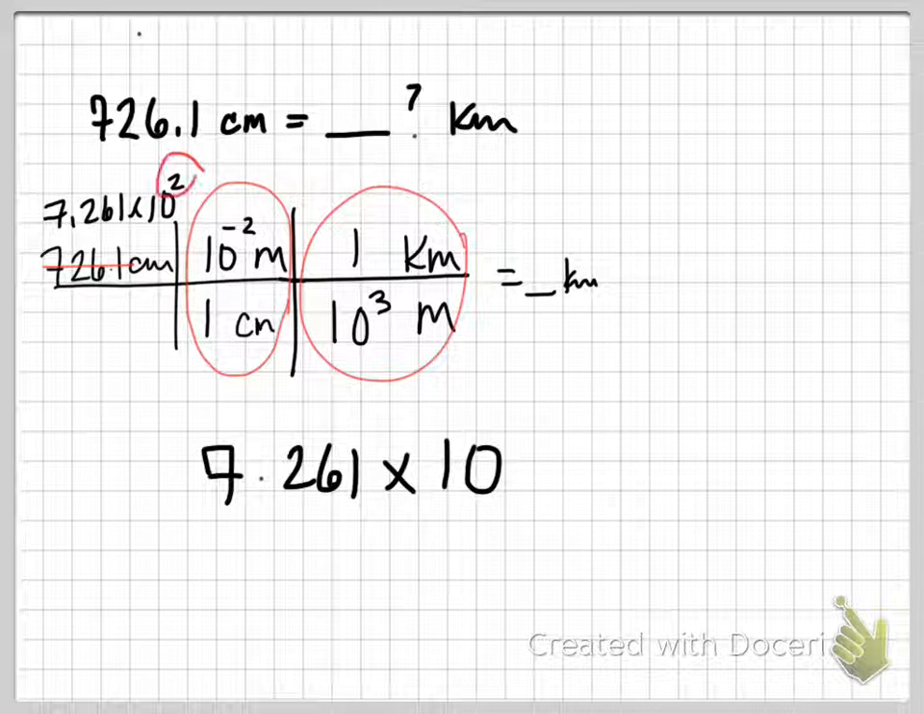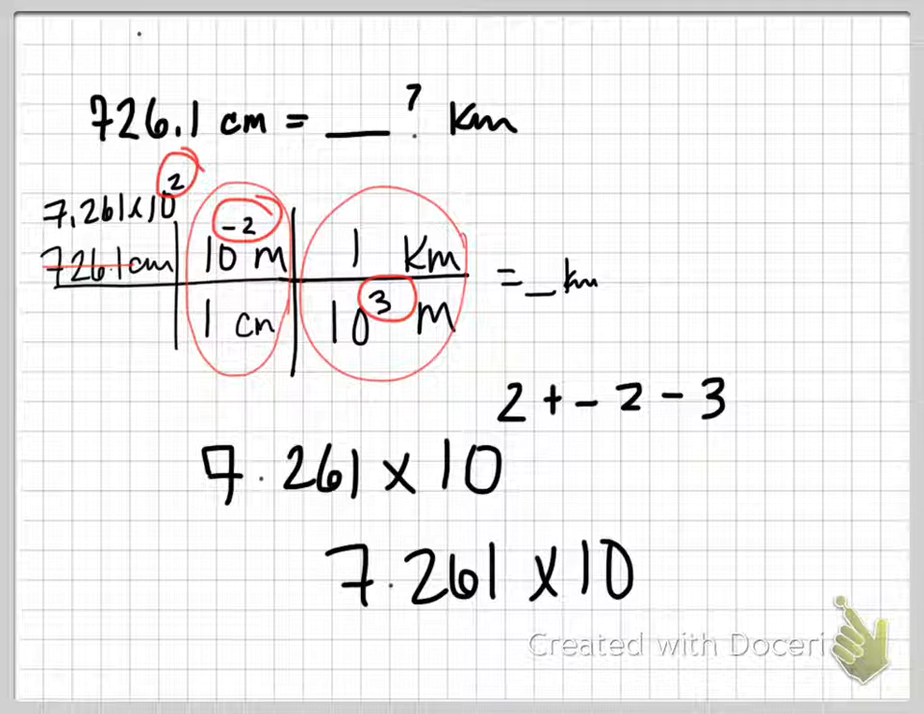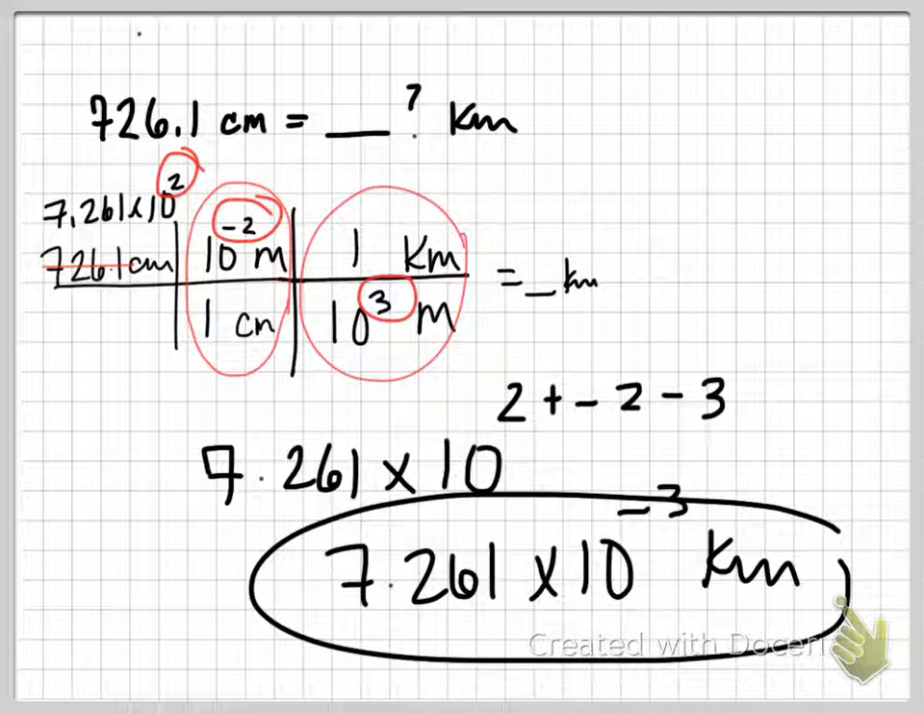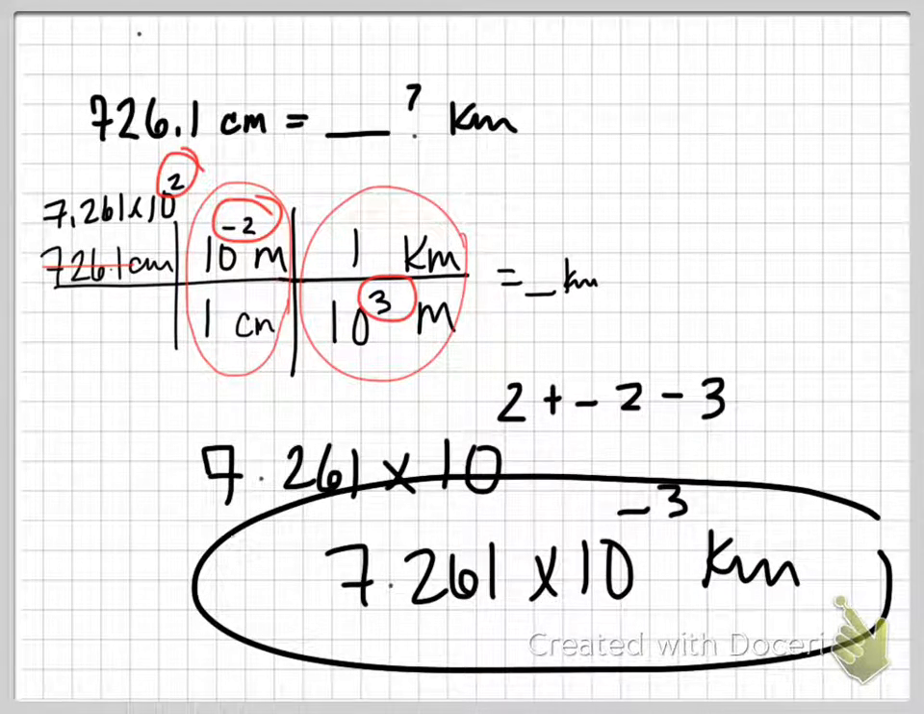And if you need a refresher on math functions with scientific notation, you can link to a video. 2 plus negative 2 minus 3. What does that get us? Gets us negative third, right? 7.261 times 10 to the negative third. Oh yeah, of course it is. Kilometers. Okay. Putting the line right through the answer. There we go. Questions, comments?